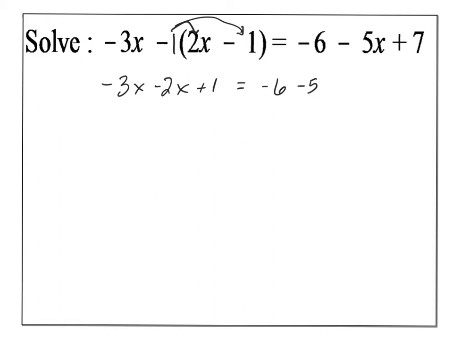It's one of the biggest mistakes that we make these days. All right, so there, I've gotten rid of parentheses. Now I got to combine like terms. -5x plus 1 equals -5x plus 1. Uh-oh, I already see a problem here.